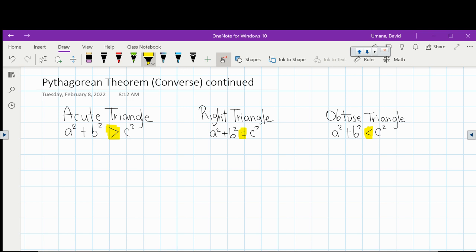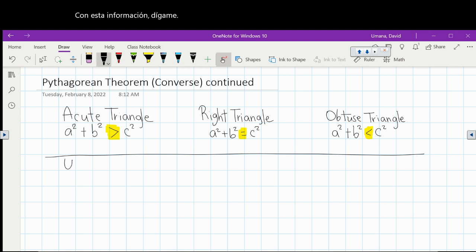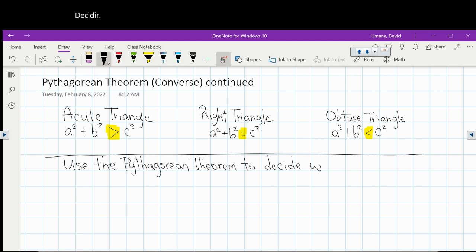Now, with this information, tell me, I'm going to say use the Pythagorean theorem to decide what kind of triangle you have. And so I'll set it up like this.